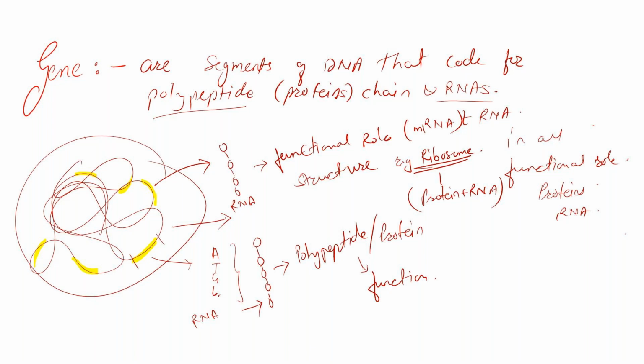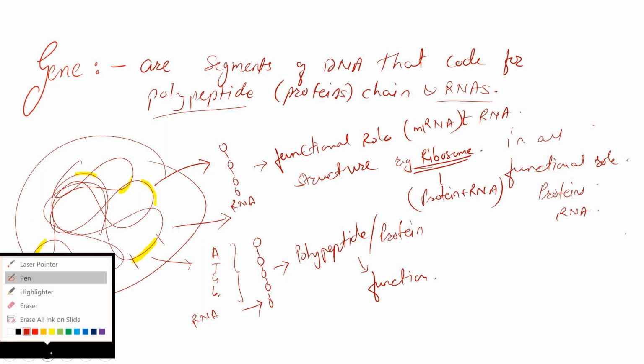So now we know that this is the definition of gene, and we also understood what exactly a gene is. But for the very first time, this term gene was described by two scientists, Biddle and Tatum. What are the names of the scientists? Biddle and Tatum. They described the gene in 1940.